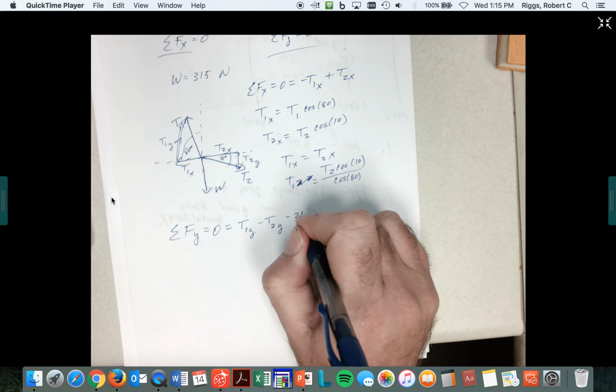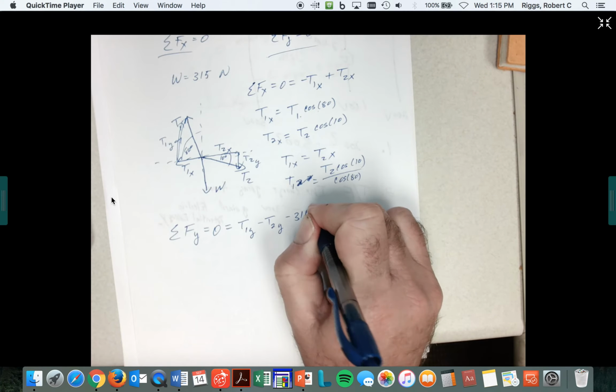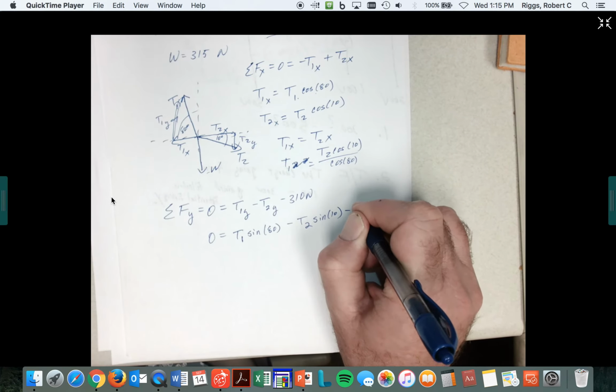Minus 310 newtons, which is the weight. Okay? So I go, all right, well, 0 is equal to T1y, which is T1 sine of 80 plus minus T2 sine of 10 minus 310.